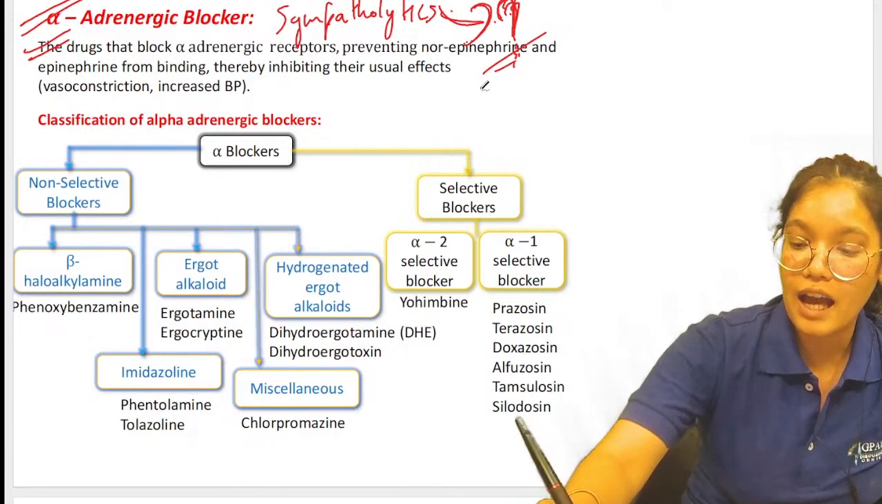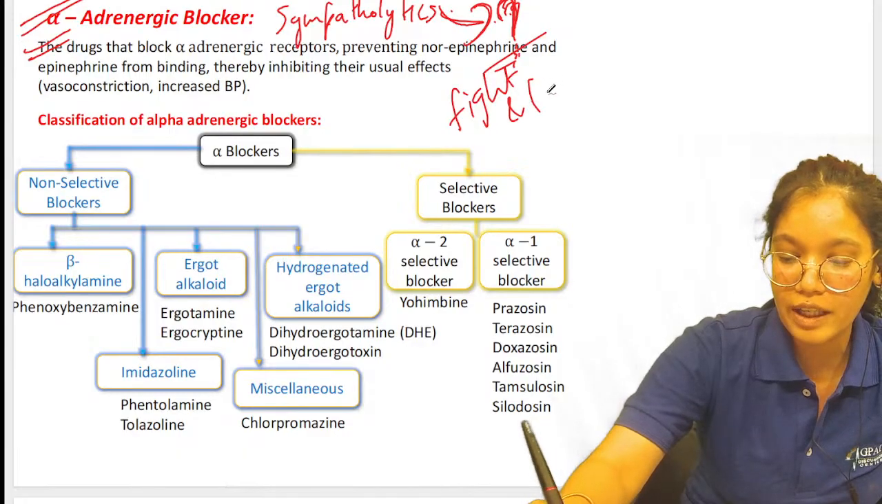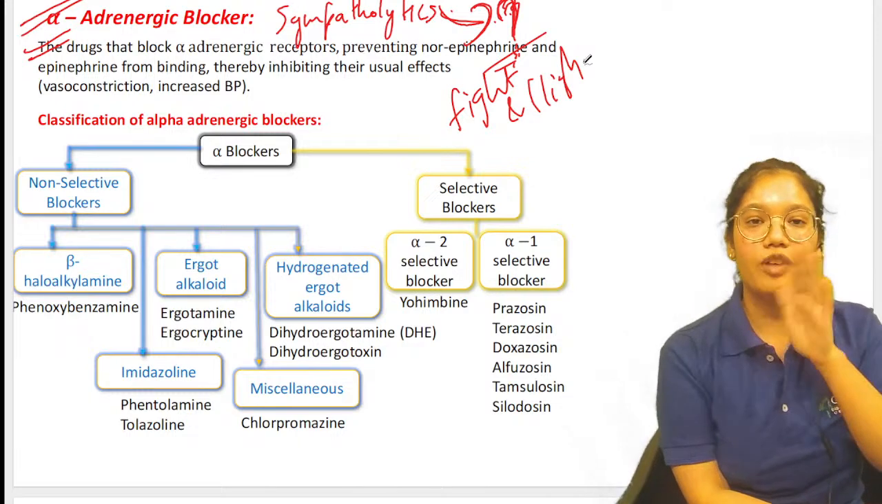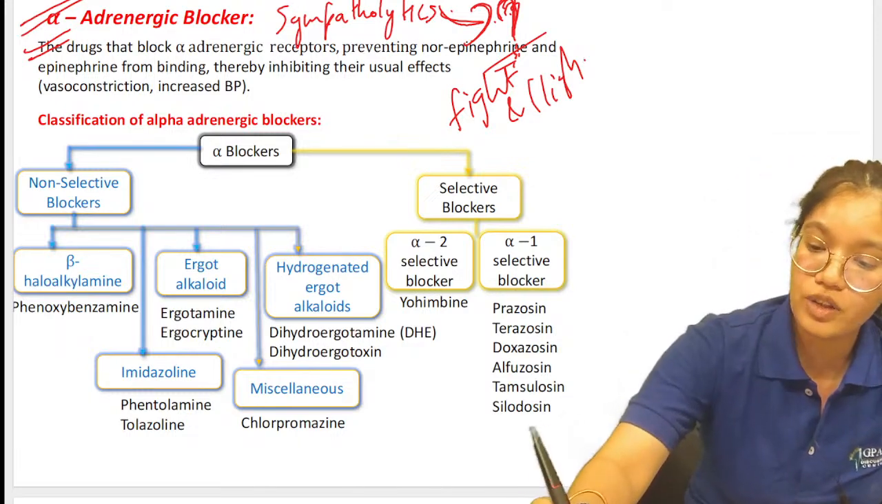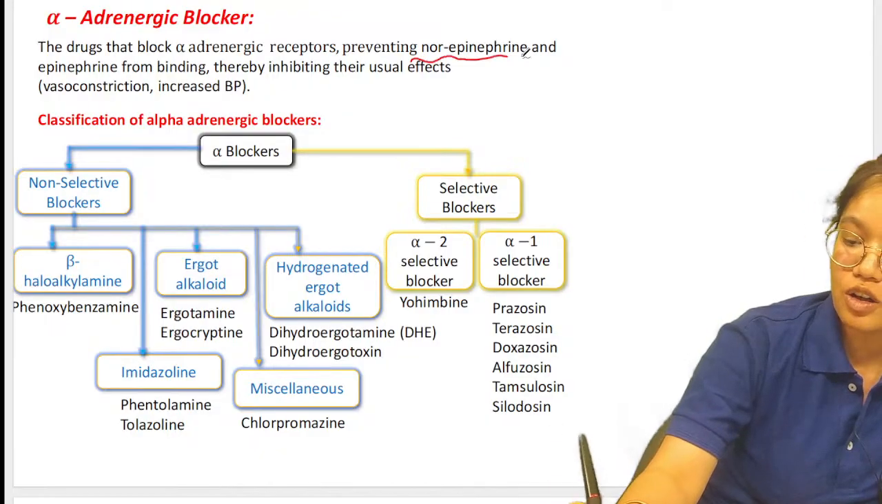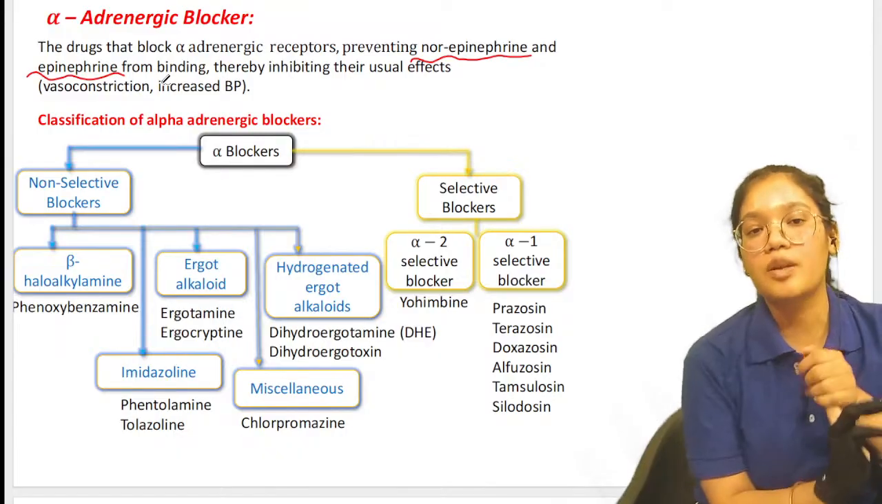are right, at the fight and flight condition. So it basically acts at fight and flight condition or at the stressful condition. So it inhibits the action of the norepinephrine and epinephrine. Now these are the two neurotransmitters of the sympathetic system.